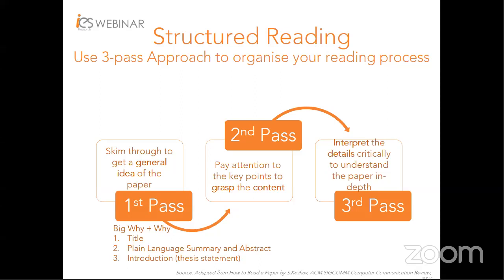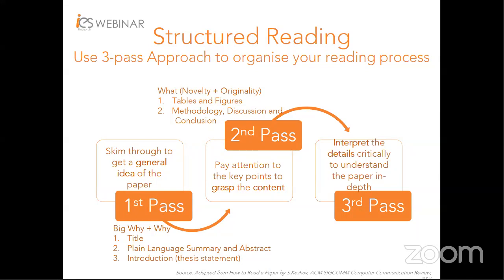You are skimming the title, the plain language summary if available, the abstract, and the introduction, particularly to identify the thesis statement. The first pass could be your key to relevant article selection. Now that you have identified the problem this research seeks to solve, it is time for you to dig out the key points: the novelty and the originality, which is the what of the research. This allows you to comprehend the entire flow of the research and the outcome of the proposed solution.